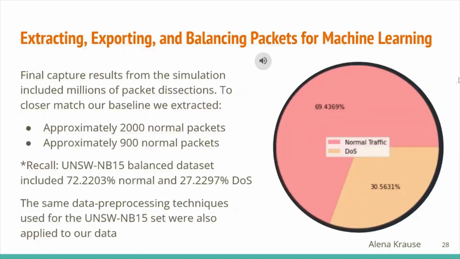The final capture results from the simulation resulted in millions of packet dissections. In order to closer match our baseline dataset, we extracted a smaller subset of the data, ultimately ending up with a dataset that consisted of 69.4% normal traffic and 30.5% DOS. Note that these numbers closely match the percentages used for our balanced version of the UNSW NB15 dataset, which allows us to draw more meaningful comparisons and conclusions about the data we captured and the model we constructed.